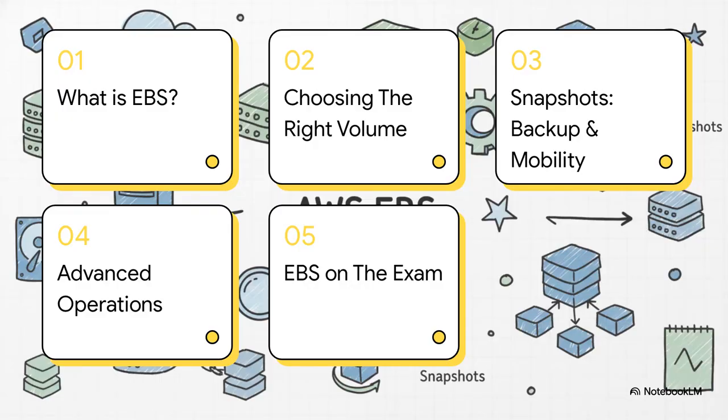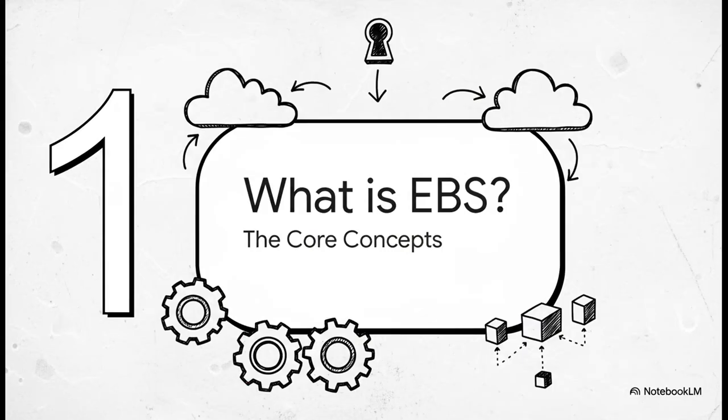Okay, let's get into the nitty-gritty. Here's our game plan. First, we'll cover the absolute basics of what EBS is. Then, we'll figure out how to pick the right kind of volume for what you're doing. After that, we'll dive into the magic of snapshots for backups and moving data around. We'll touch on some really powerful advanced features, and then we'll wrap up with a couple of practice questions you might see on an AWS exam. So first things first, the core concepts. Nailing these fundamentals is absolutely key to using EBS the right way, and maybe more importantly, to avoiding some pretty common and sometimes painful mistakes.